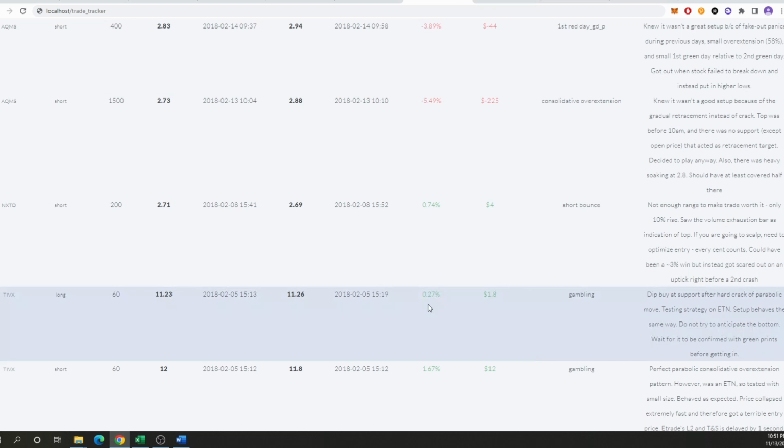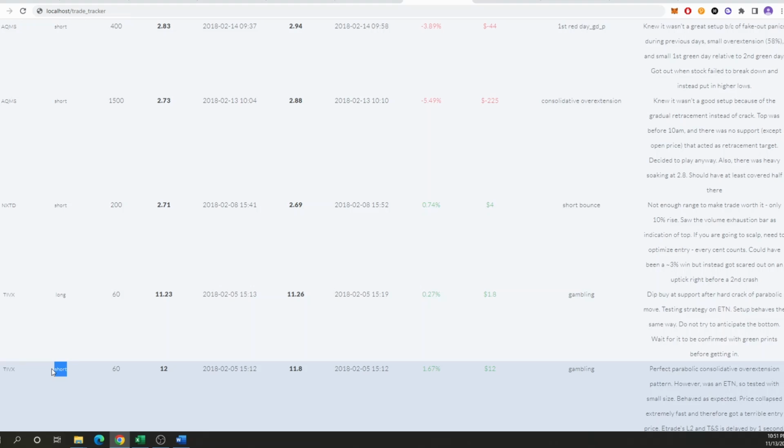And this is what it looks like. This is what I mentioned earlier: the asset that I was trading, if I went long or short, number of shares I bought or sold, entry time, exit time, percentage win, dollar win or dollar loss, and the strategy and any notes, right? The first thing you want to notice is this goes back all the way to 2018. It actually goes back further, but I just clean out the old data, right?